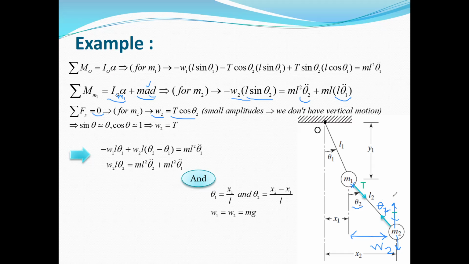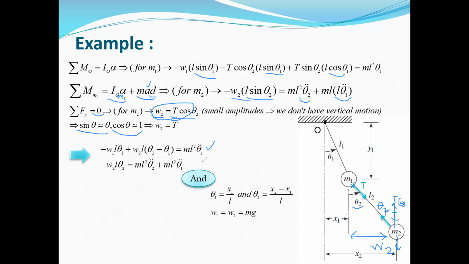So this is equal to T times cosine theta 2. And again, as I mentioned in the first slide, because theta is small, sine theta can be assumed equal to theta from the Taylor expansion, and cosine theta is approximately equal to 1. So W2 is equal to T. From here we can conclude that W2 is equal to T because cosine theta 2 is equal to 1.